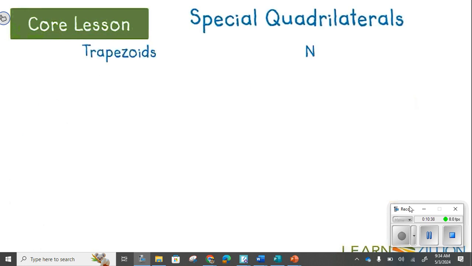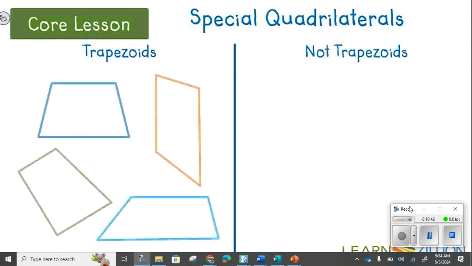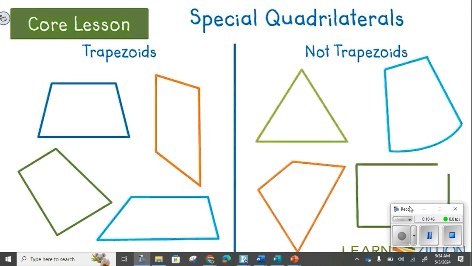Let's take a look at trapezoid. I'm going to put 2 types of shapes up. The shapes on the left are all examples of trapezoids. The shapes on the right are not. Let's see if we can identify which attributes the shapes have in common so that we can make a rule for trapezoids. I want to look at the shapes that are not trapezoids to help me.